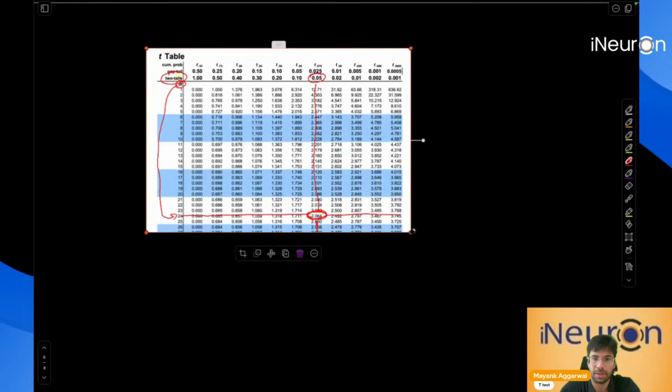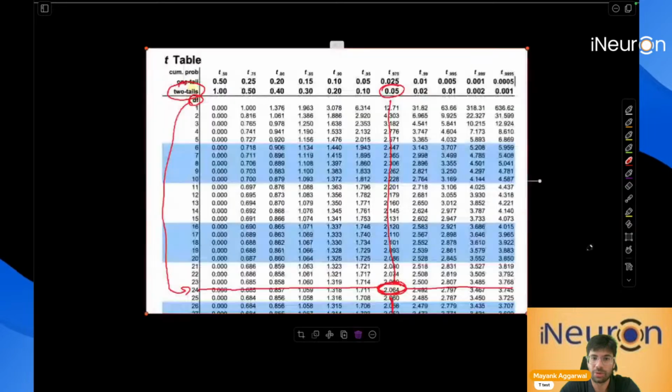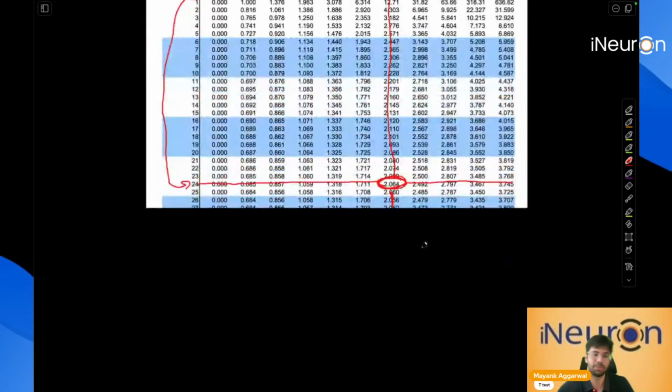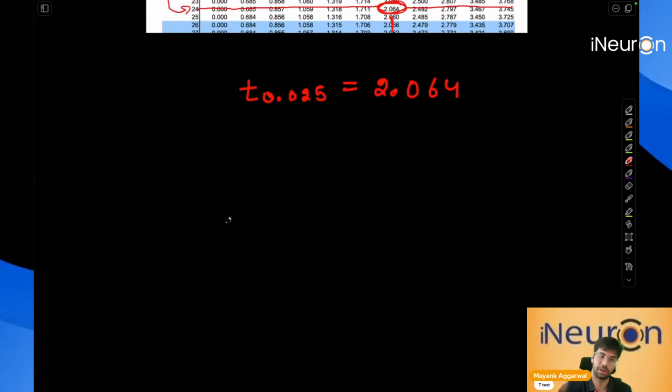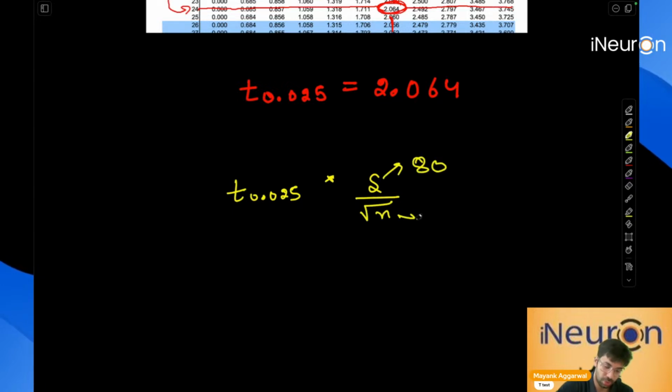So in this way, we know that the value of our t 0.025 is going to be 2.064, right, everyone? Now, if it's 2.064, we can calculate our margin of error. If you remember, margin of error was t 0.025 into s by root n. Now, s was, if I remember, 80. Root n was root of 25, which is going to be 5.